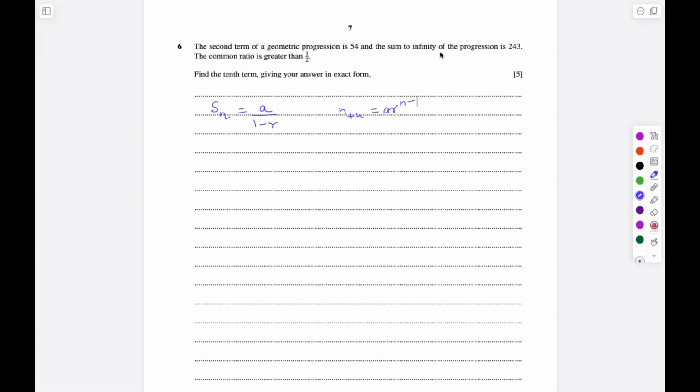Now as the sum to infinity is 243, so we can write this as 243 is equal to a upon 1 minus r. And as the second term is 54, so we can write it as ar to the power 2 minus 1, which is ar, will be equal to 54. Now from the first equation, we can say that a will be equal to 243 into 1 minus r. And from the second equation, we'll get a equals 54 upon r.